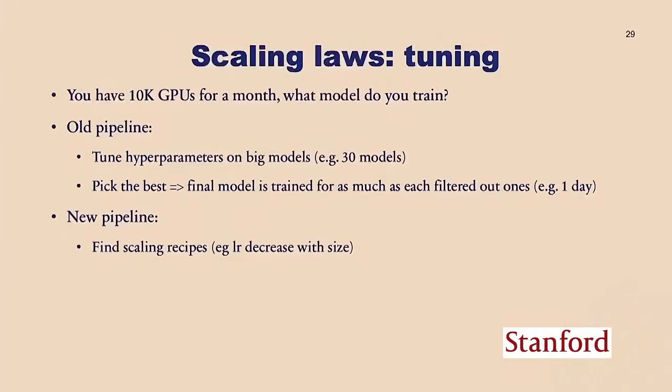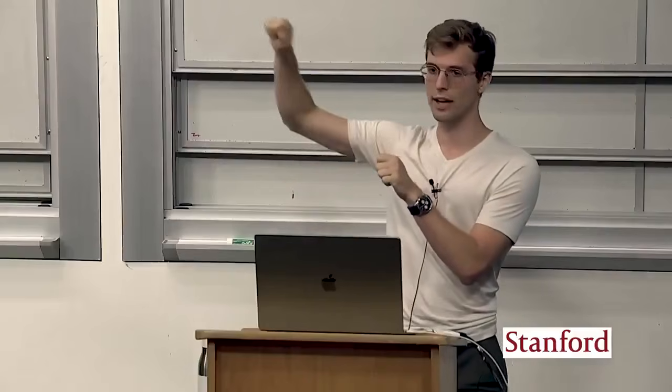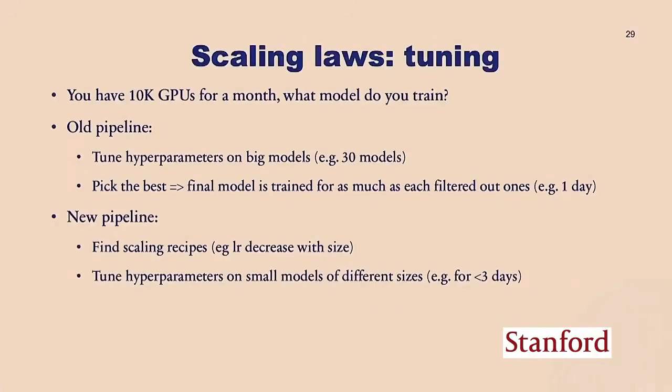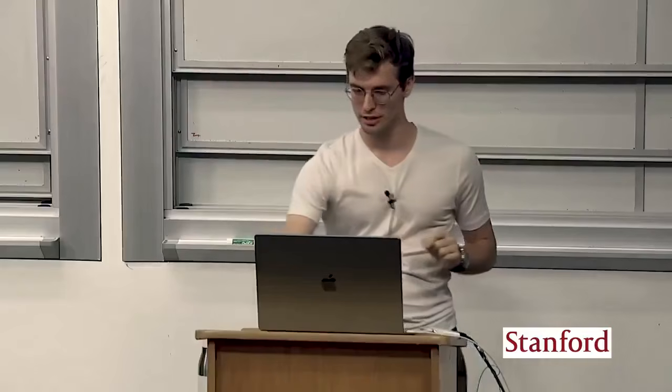The new pipeline is that you first find a scaling recipe. So you find something that tells you, for example, one common thing is that if you increase the size of your model, you should decrease your learning rate. So you find a scaling recipe such that if I increase the size of my model, you know what I should do with some hyperparameters. Then you tune your hyperparameters on smaller models of different sizes. Let's say for 3 days of my 30 days, I will train many different models and do hyperparameter tuning on these small models, each of different sizes. Then I will fit a scaling law and try to extrapolate from these smaller models which one will be the best if I train it for much longer.